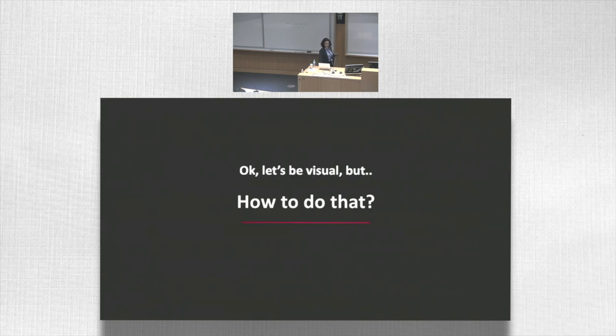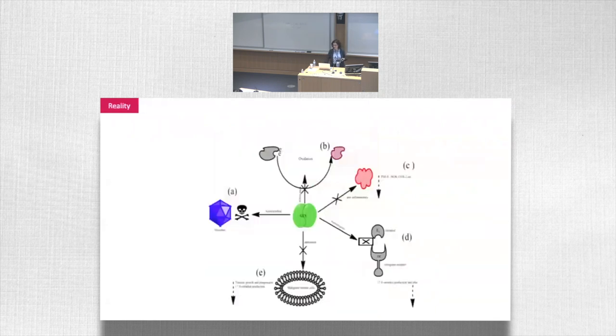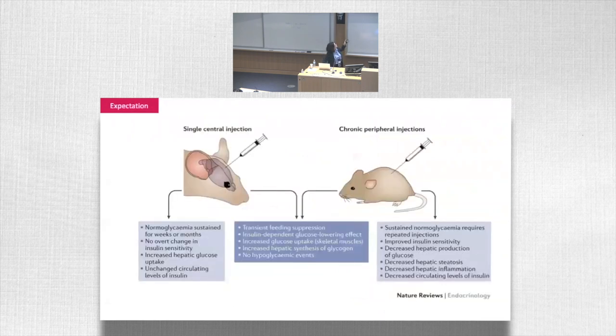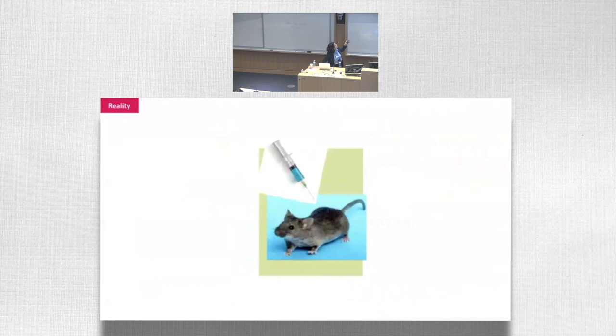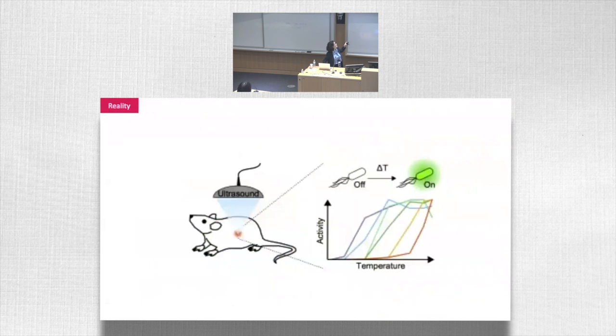So when we create a graphical abstract, we have something like this in mind. So, okay, I want to create a graphical abstract. I want to do something like that. This is from Nature Reviews. It's really beautiful, it's clean, and explains a lot. But when we actually do the graphical abstract, it's more like that, maybe. This is what we can do, right? So we have these expectations, and we do like that.